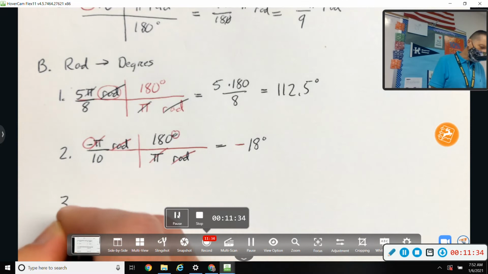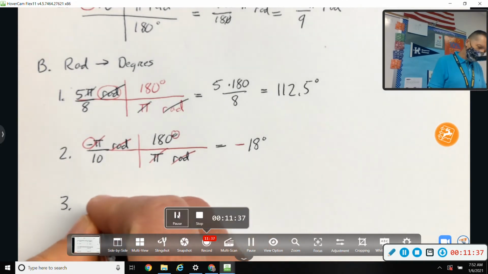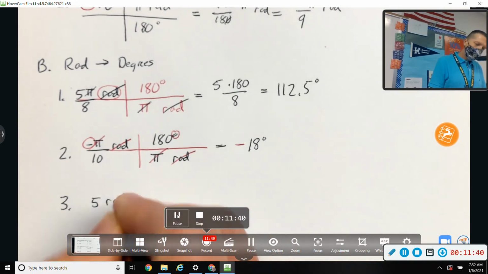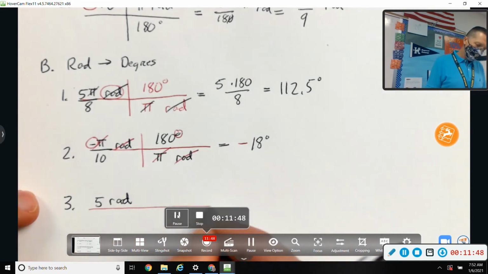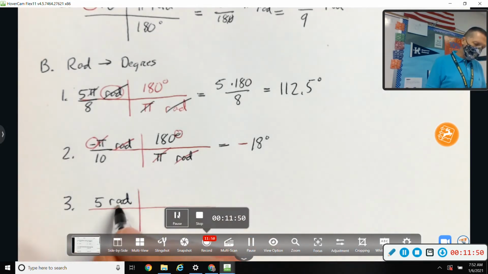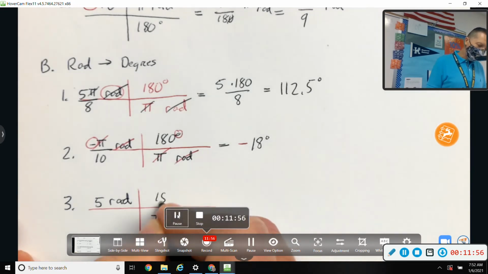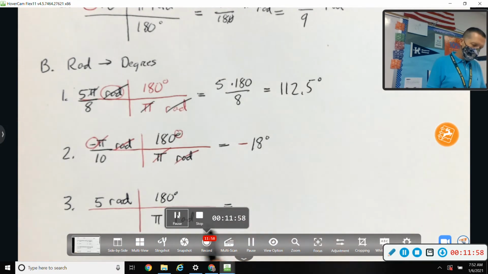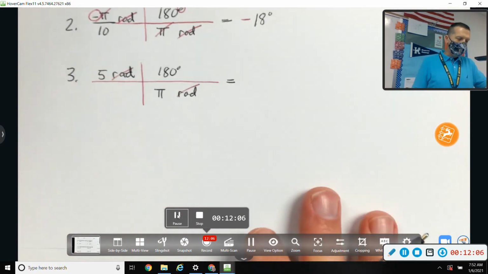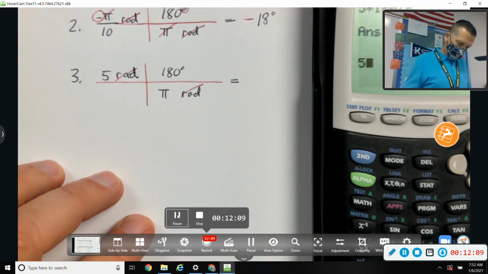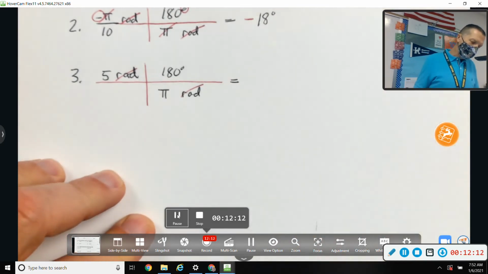Let's do one more, because occasionally I give you something that looks a little bit weird. Let's convert 5 radians to degrees. Same process. I want the radians to go away, so radians in the bottom to cancel. Pi radians is 180 degrees. The radians cancel. This time there's no pi to cancel. Okay, no big deal. I go to the calculator. 5 times 180 is 900.